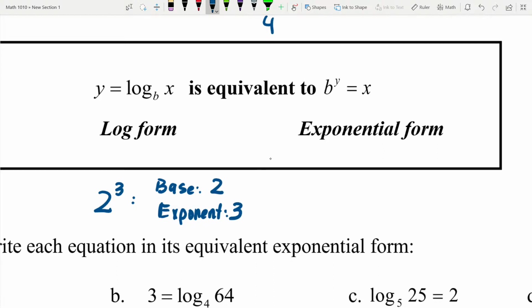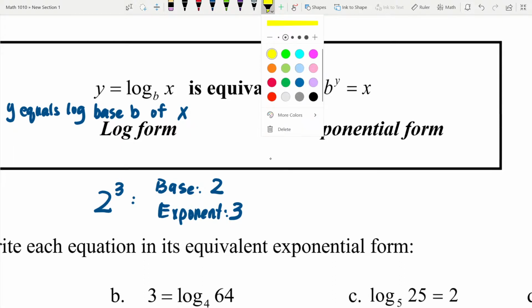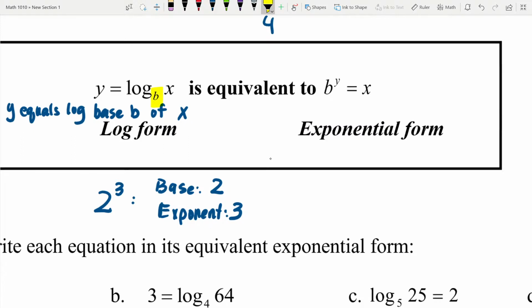Okay, look at this right here. y equals log base b of x. I want you to write that down. Write down y equals log base b of x. That's how you say that. y equals log base b of x. So look at the beautiful thing about this, guys. The b on the left-hand side is called a base. Well, it's the base over here. So the base on the log is the base on the exponential.